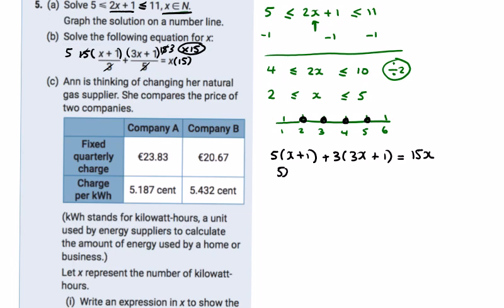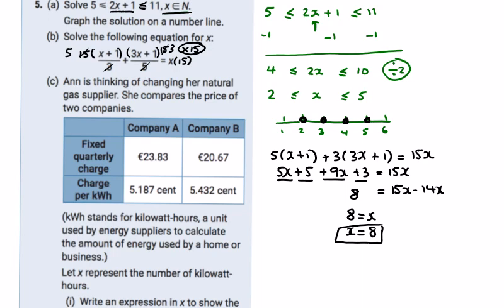So we're going to get 5x plus 5, removing brackets, plus 9x plus 3 is equal to 15x. So I'm going to bring 5x and 9x, 14x across. So I'm going to get 15x minus 14x. And on the right hand side, we're left with the 5 and the 3, 8. So I get 8 is equal to x, or x is equal to 8.